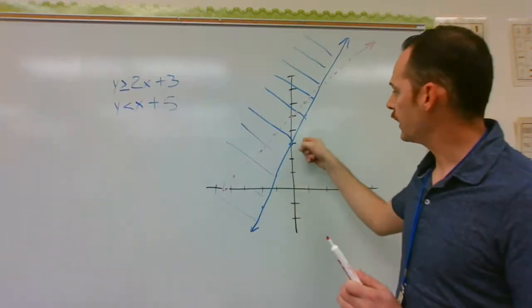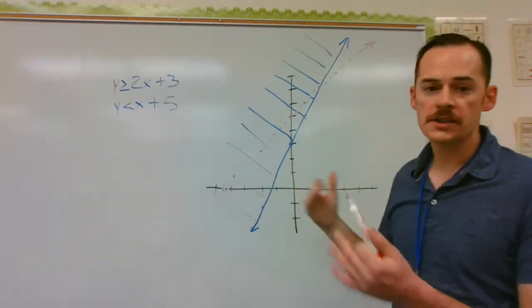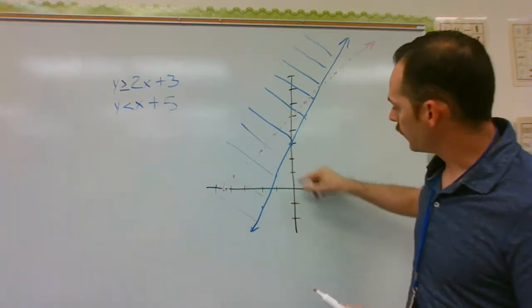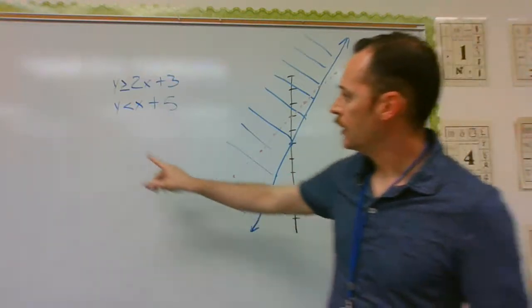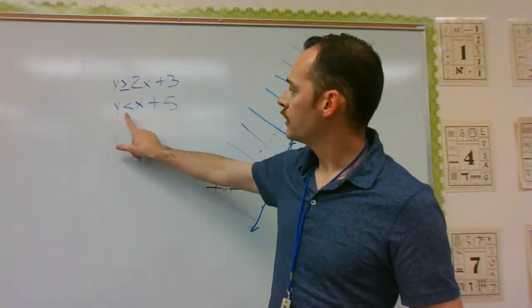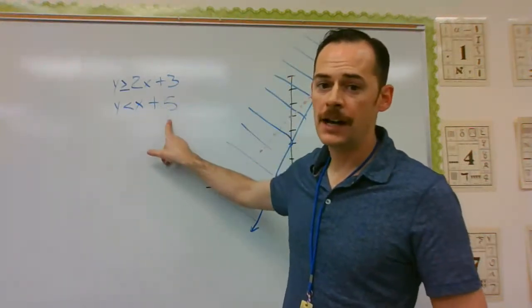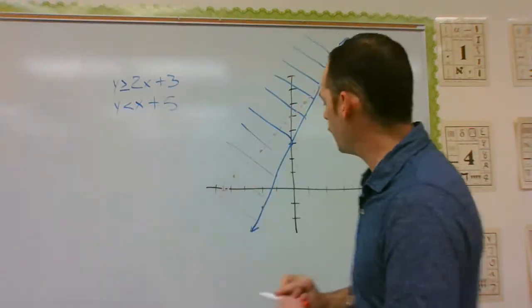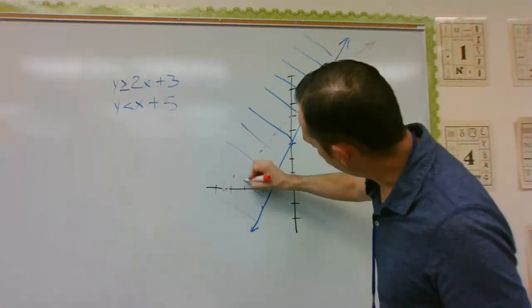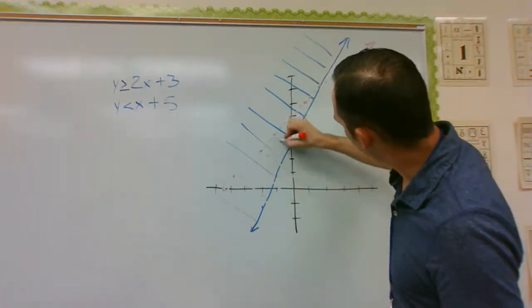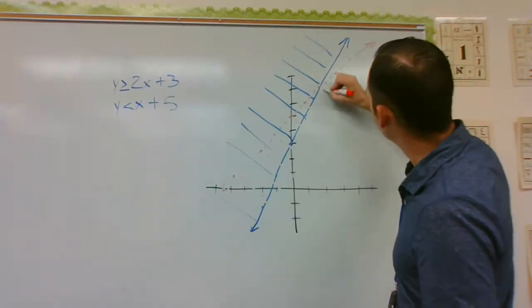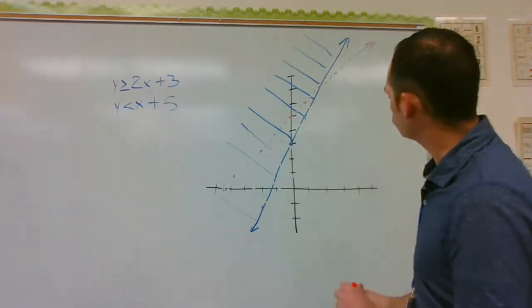Now, once again, just like the other one, we want to find out which side we're shading. So I'm going to do my go-to of 0, 0. So is 0 less than 5? It certainly is. So that means I am going to shade the side that includes 0, 0.